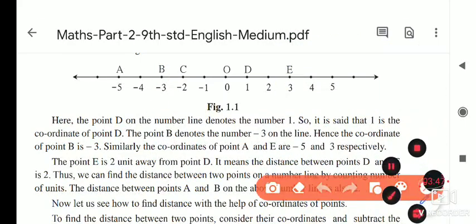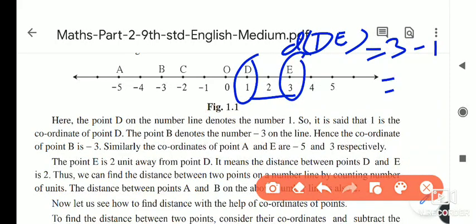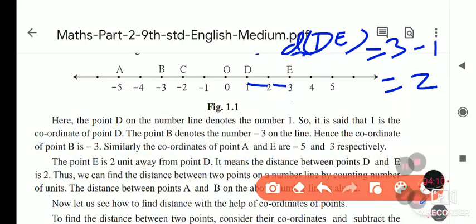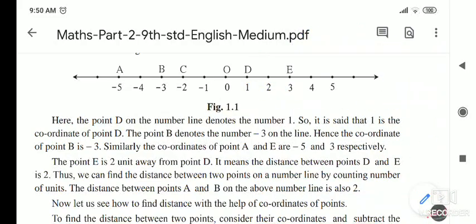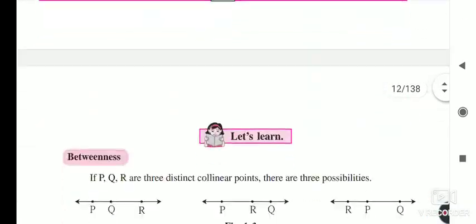Again, suppose you have to find the distance between D and E. How do we do it? Distance of DE is equal to bigger coordinate, which is 3, minus smaller coordinate, which is 1. So 3 minus 1 equals 2. If you see here, you will notice that the gap between them is also 2. In this way we are finding the distance between two points on a number line. This method is given, and we just saw it.